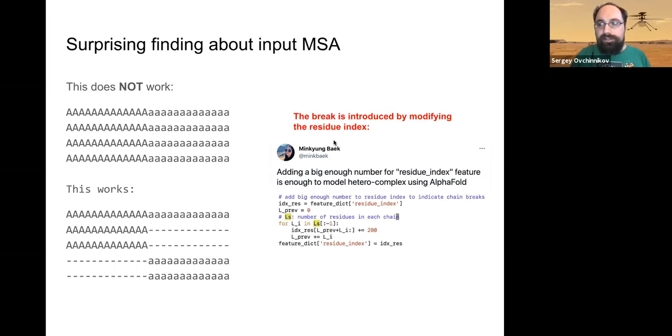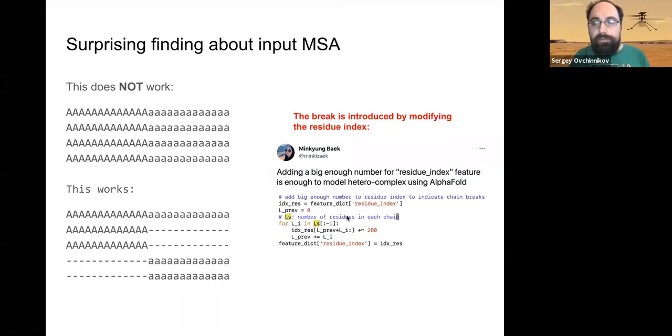And then Ming Kyung suggested you can go into the source code and modify it to add a link here, just add a large residue count here. The idea is that one of the input features to AlphaFold and RosettaFold is just the residue index. So this is like 1, 2, 3, 4, 5, 6, and so on. You could potentially say, okay, this is my second protein, so I'm just going to number this as 200, 201, 202, 203, and so on. And that's enough to trick the system into modeling these things as separate proteins.